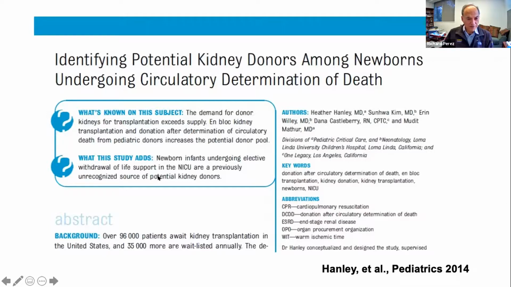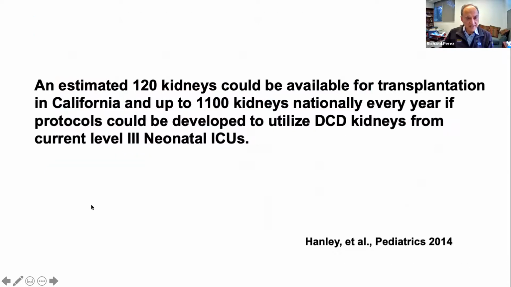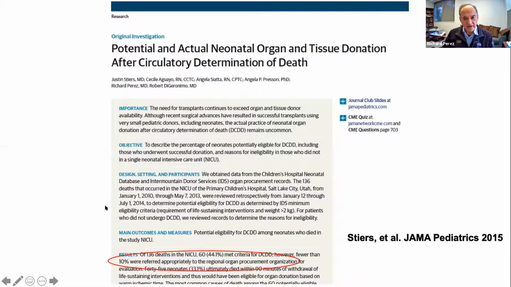So when you extrapolate that, they projected that if all these NICUs, neonatal ICUs, had appropriate protocols, in the state of California, 120 kidneys could be available for transplantation per year, and nationally, 1,100 kidneys per year. So all of these kidneys, and we've already shown that these kidneys, if they work well, they're very good for a long time.